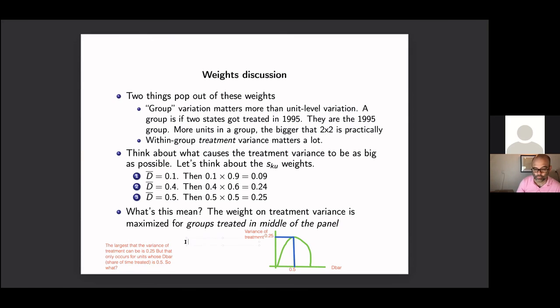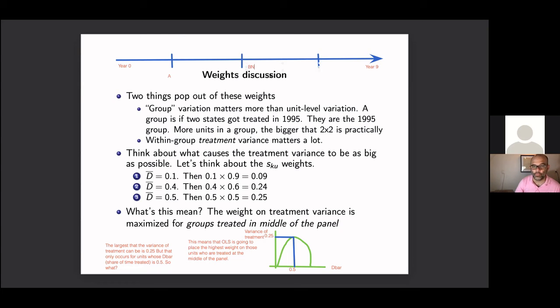So what? This means that OLS is going to place the highest weight on those units who are treated at the middle of the panel. Go back to what we just did a minute ago. You have this 9-year period. This is year 0. This is year 9. And I've got this here, here, and here. So this is group A, group B, and group C. This has a D bar of 0.9. This has a D bar of 0.1. This has a D bar of 0.5.